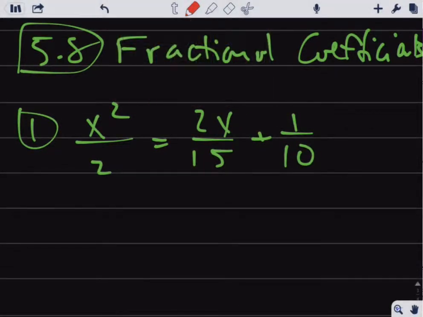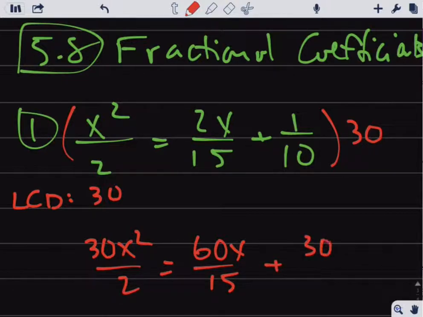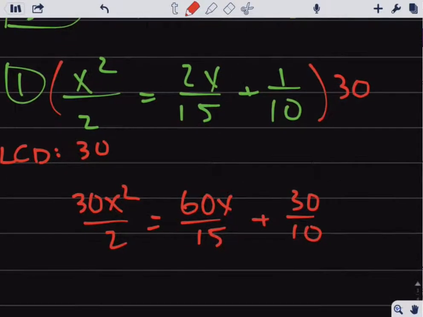Now, we do these by finding the least common denominator between 2, 15, and 10, that's 30. So I'm going to multiply everything by 30. When I do that, I get 30x squared over 2 equals 60x over 15 plus 30 over 10. I've got to distribute it everywhere, so I distribute it here, here, and here. Okay, and that takes care of it. Now I can simplify some stuff. That's 15x squared equals 4x plus 3.